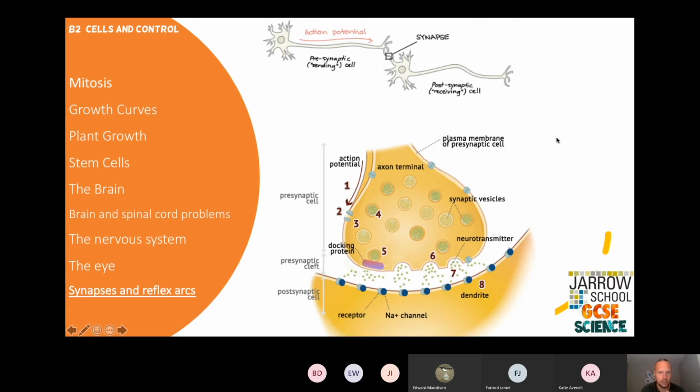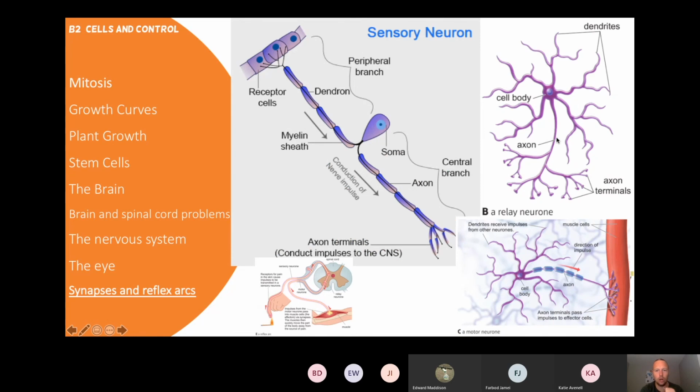Right, I think 2 more slides. Right, different types of nerve cells. So they are the sensory neurons, which are attached to receptor cells. So this could be the retina. This could be cells that sense smell in your nose. Anything that's attached to a receptor cell, that's called a sensory neuron.